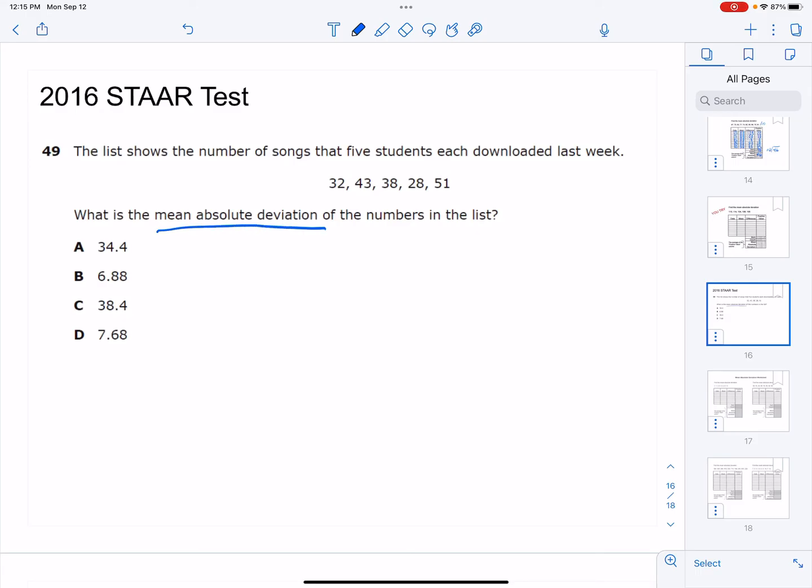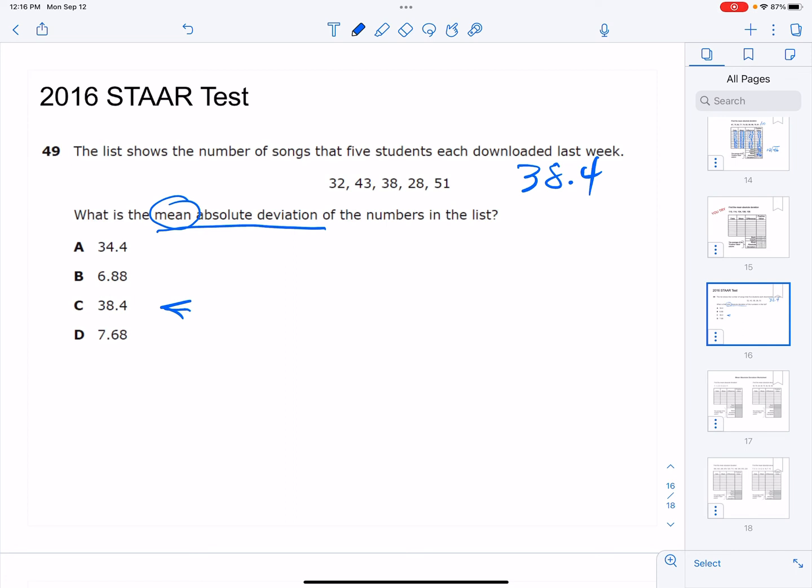What you'll find is that they pick their answer choices in a certain way. If we add all those numbers up, the 32, 43, all those, you're going to get a mean of 38.4. Now I want you to notice the answer choices. That mean is one of your answer choices because they know that whenever you see mean, you don't read the rest of the problem. You just go ahead and do the mean. And so they give you that as one of your answer choices.